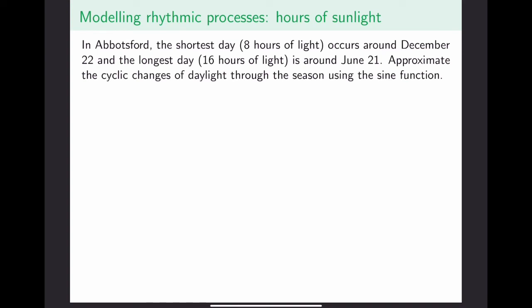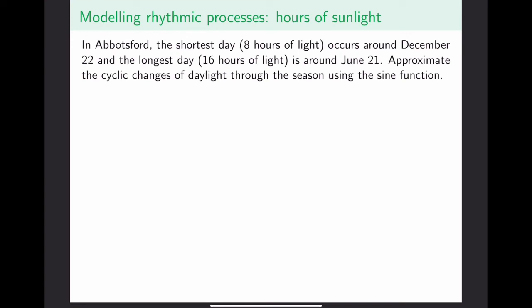So in Abbotsford, the shortest day is going to be approximately 8 hours of light, and it's going to occur around December 22nd. Whereas the longest day is going to be approximately 16 hours of light, and it happens around June 21st. What we're asked to do here is approximate this cyclic process by using the sine function.